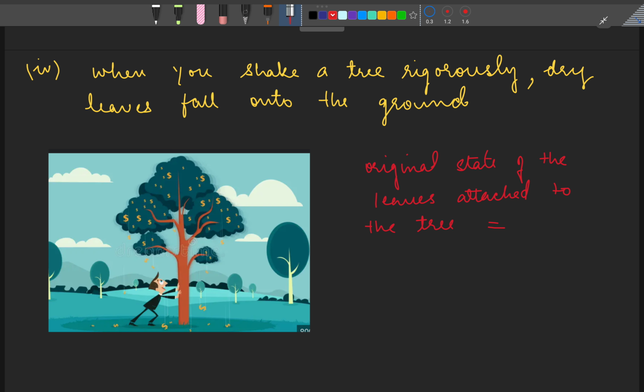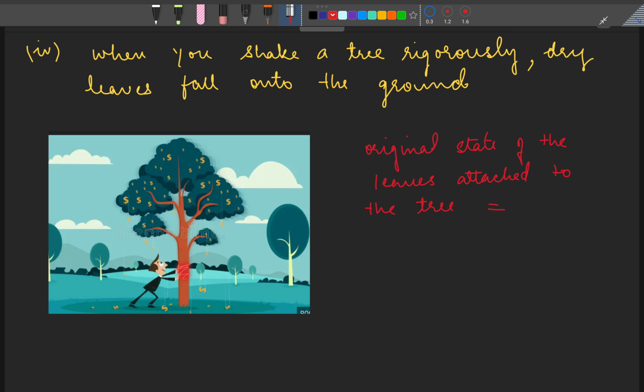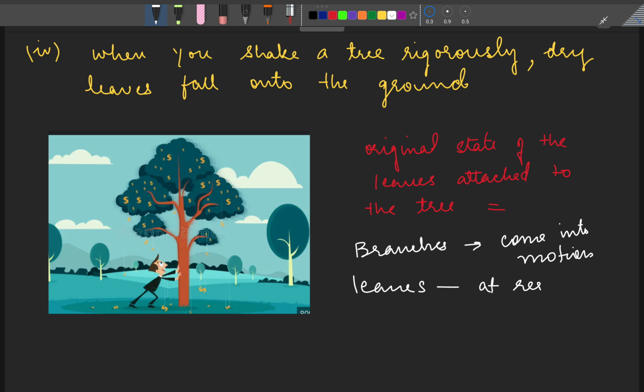Why does that happen? Again, think logically. When you're shaking the tree, you are applying force on the trunk and the branches of the tree. So the branches and the trunk come into motion. But the leaves of the tree, they remain at rest. Leaves continue to remain at rest. And that is the reason when this is moving, the leaves would exhibit inertia and not change their original position, and that's how they tend to get detached from the tree. Again, an example of inertia.